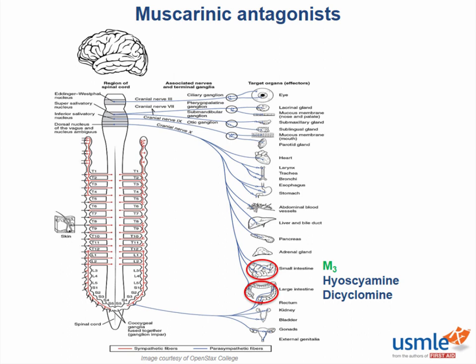Hyoscyamine and dicyclomine antagonize cholinergic receptors of intestinal smooth muscle. This is great for a patient with hyperactive intestinal contractions, such as in irritable bowel syndrome.